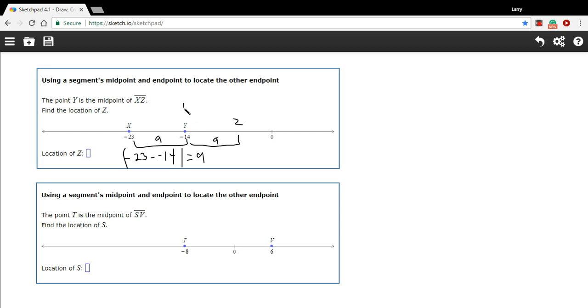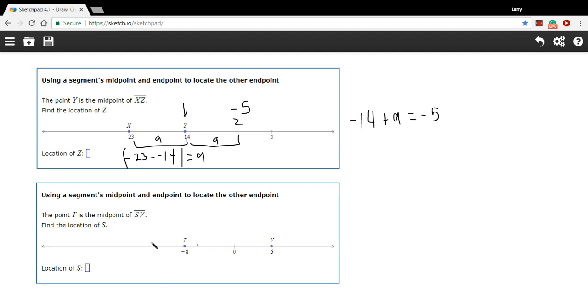So starting from negative 14, we want to go 9 to the right. On a number line, when you move to the right, you're adding. So we'll take negative 14 and we'll add 9 to it. And we're going to end up at negative 5. So z is at negative 5.